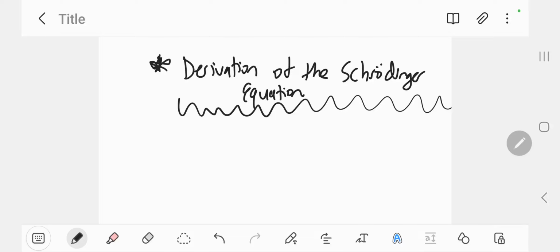This is lesson 61 of the quantum mechanics mini lecture series, derivation of the Schrodinger equation. So having talked about operators, I can now derive one of the most important equations in quantum mechanics, the Schrodinger equation.